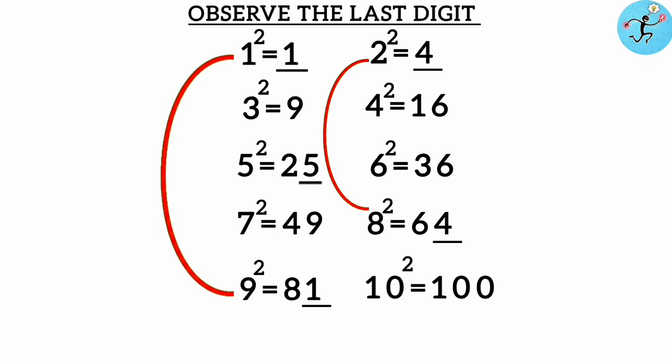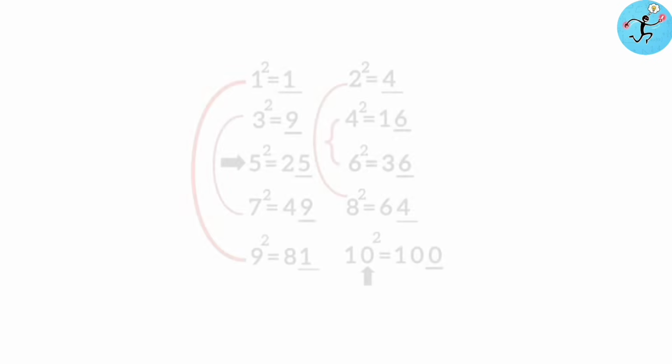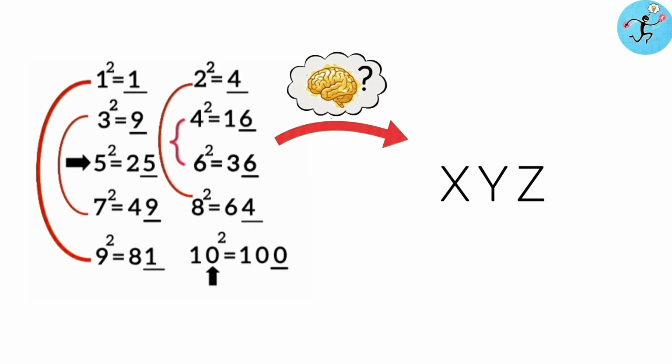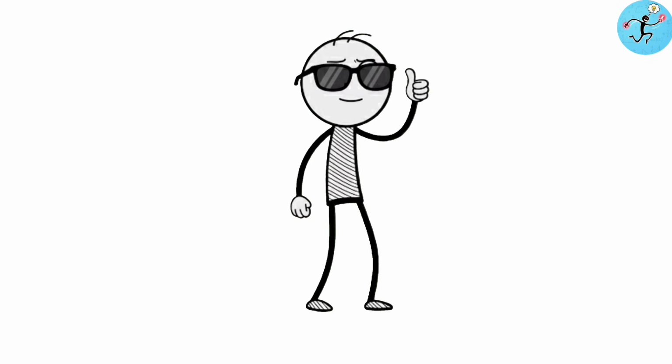If it ends in 5, the root ends in 5. If it ends in 6, the root ends in 4 or 6. If it ends in 9, the root ends in 3 or 7. If it ends in 0, the root ends in 0. Memorizing this small list immediately narrows your answer. Now, let us apply the method.